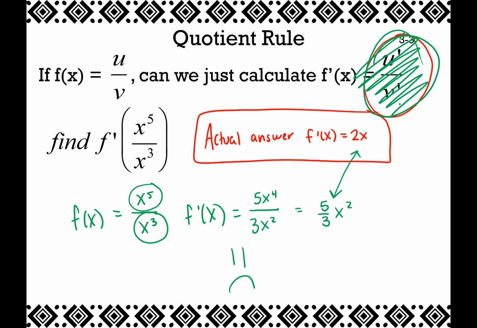When you're taking the derivative of something that has a quotient in it, you cannot just do the derivative of the numerator divided by the derivative of the denominator. That doesn't work. Sad face for sure. Well, what do we do?